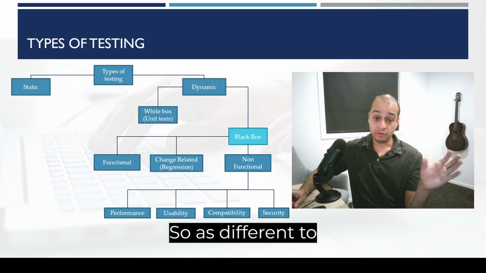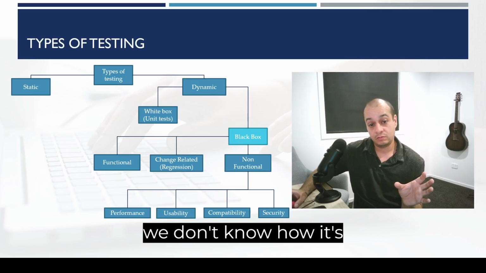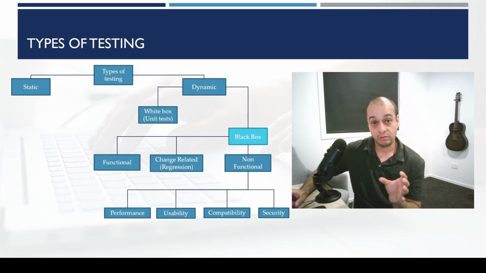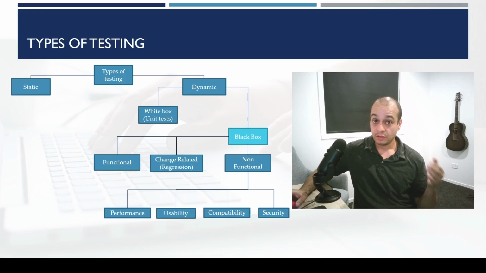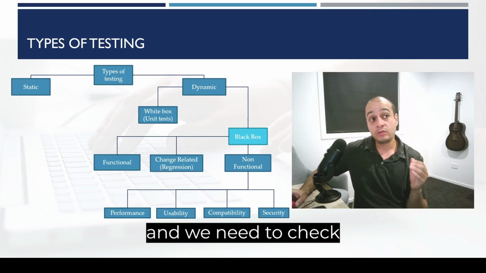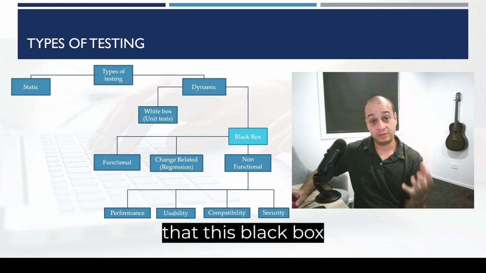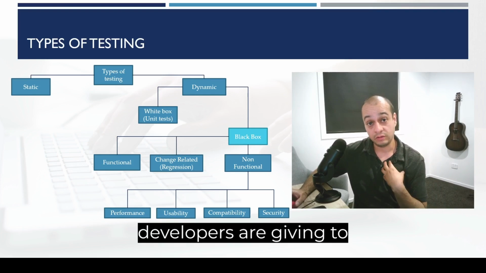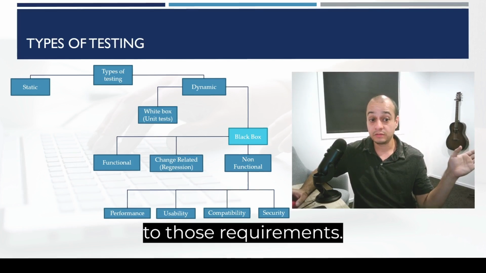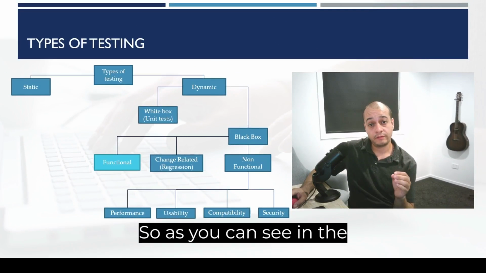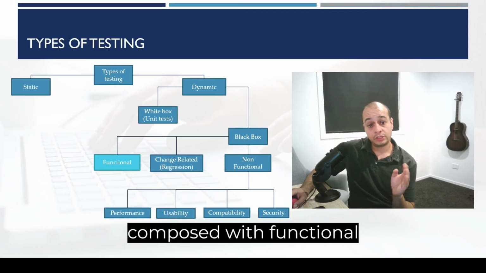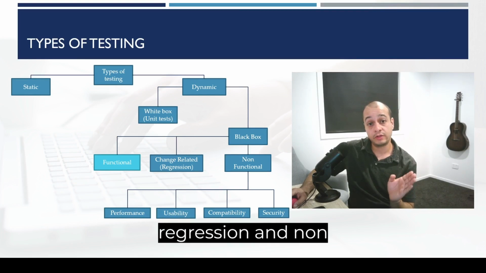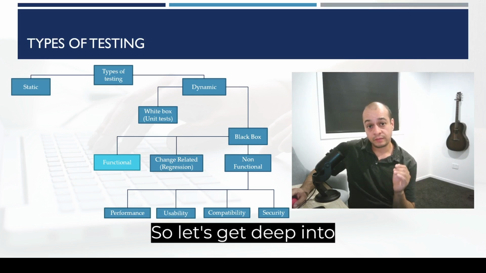So, as different to white box, with black box, we don't know how it's being coded. What we have is a set of requirements, and we need to check that this black box system that the developers are giving to us is working according to those requirements. So as you can see in the graph, black box is mainly composed of functional, change-related or regression, and non-functional testing. So let's get deep into these other items.